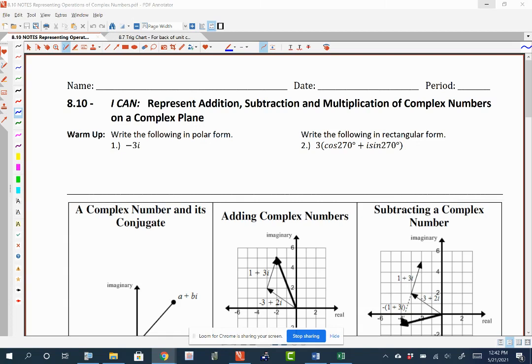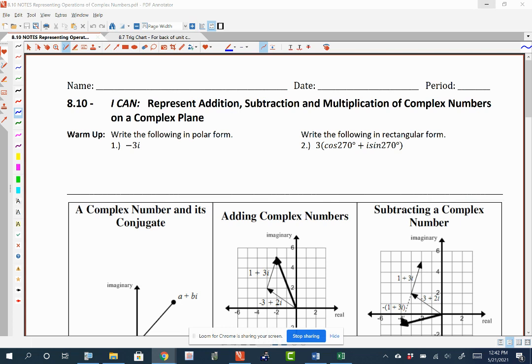Section 8.10, and our objective is that I can represent addition, subtraction, and multiplication of complex numbers on a complex plane. So we're going to be working with vectors and being able to draw those today. But really quick, let's look at our warm-up.